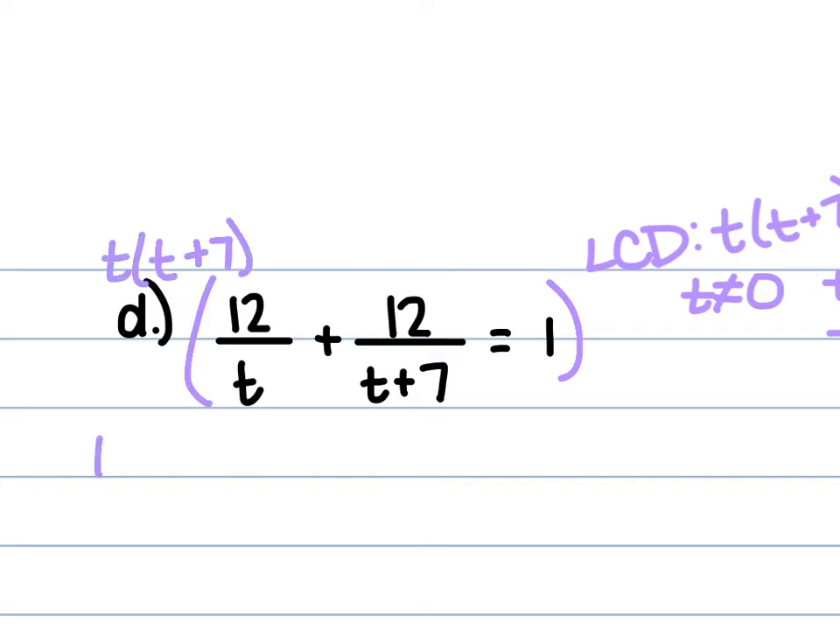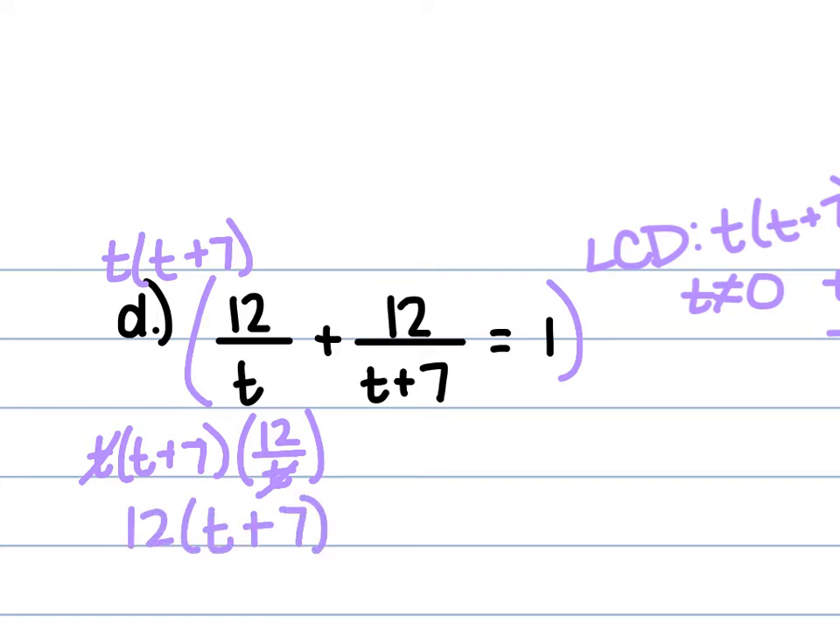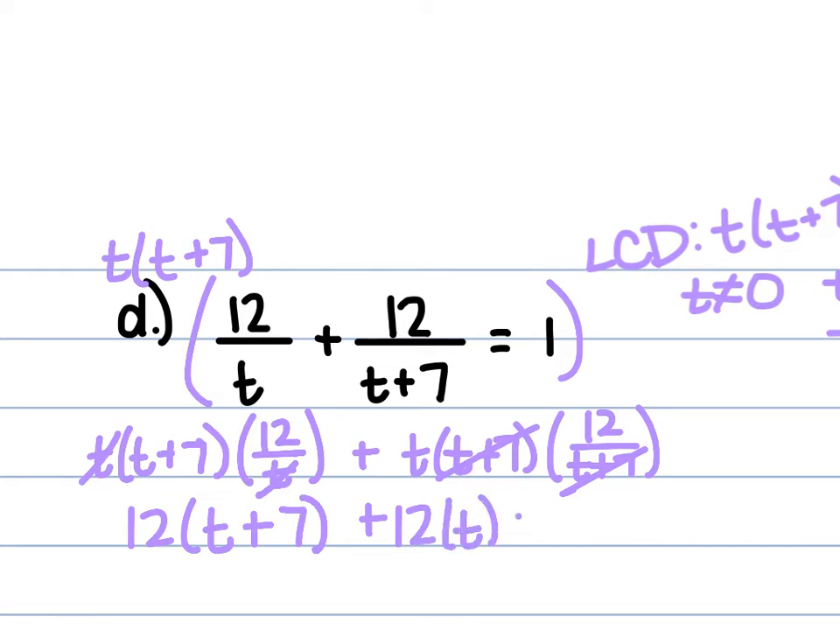So this is going to be t times t plus 7 times 12 over t. That t is going to cancel out on both, so it's just going to be 12 times t plus 7. Then we're going to have t times t plus 7 times 12 over t plus 7. The t plus 7's cancel, so it's just going to be 12 times t. And then we have 1 times t plus 7.